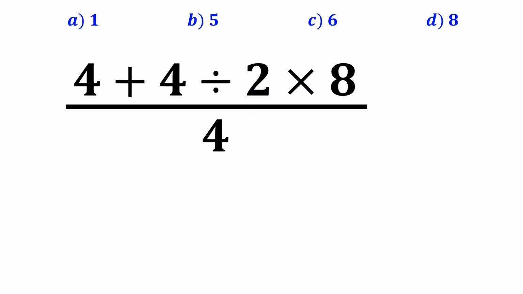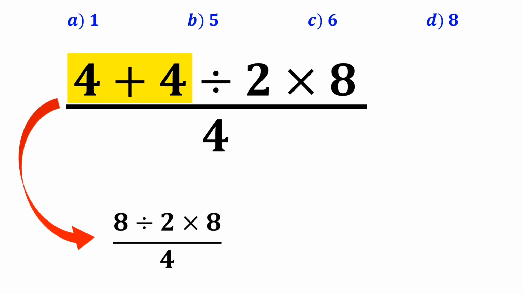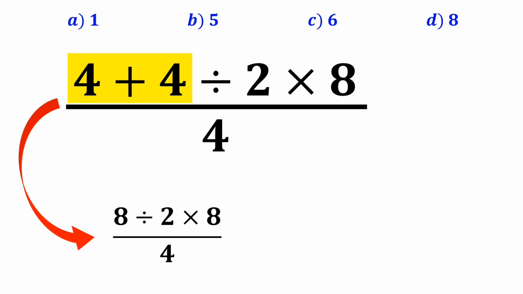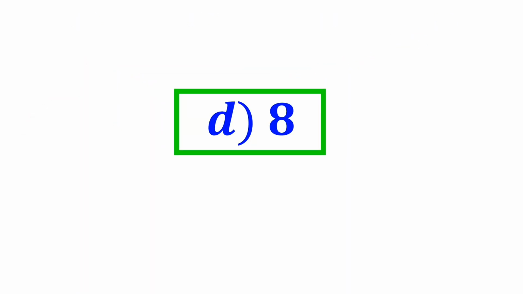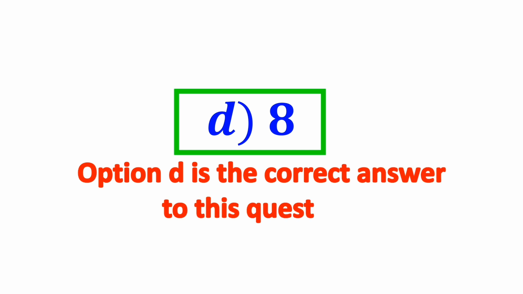In the first step to solve this question, many people go straight to the expression 4 plus 4 in the numerator of this fraction and replace the whole expression with 8 divided by 2 times 8 over 4. In the next step, they move on to the division between 8 and 2 and simplify the expression to 4 times 8 over 4. Then, they say the 4's in the numerator and the denominator of this fraction cancel each other out, and the final answer will be 8. And without any hesitation, they quickly conclude that option D is the correct answer to this question.